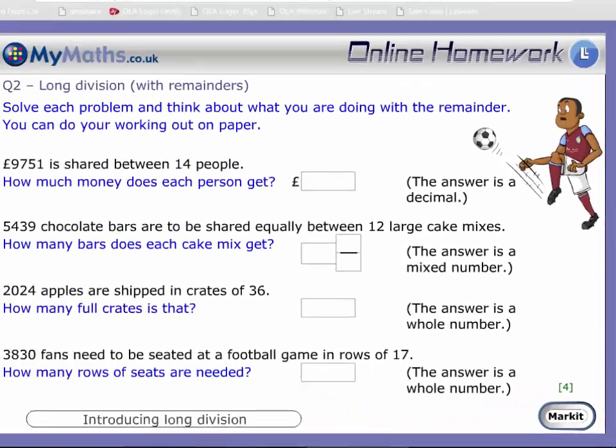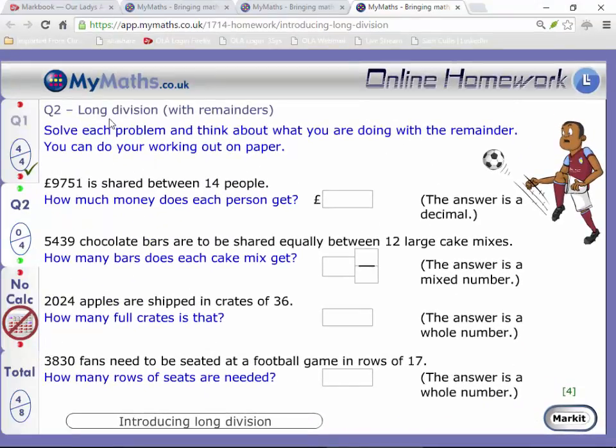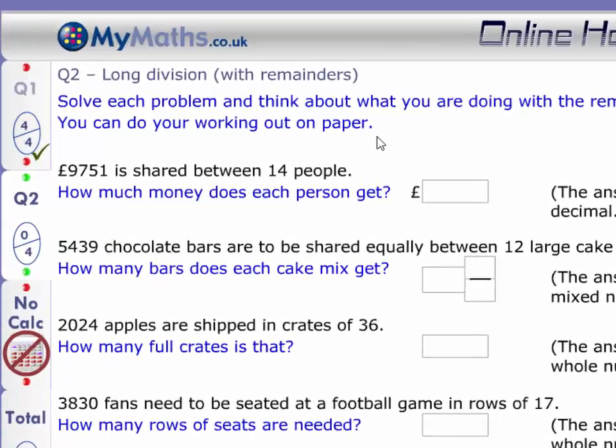Now for the second question, we're going to be doing long division, but this time there will be remainders. And you should really do this on a separate piece of paper with a pen or pencil, without using a calculator, obviously. Use the calculator when you're finished, maybe, to check your answer to see if you've got it right, but initially try and do it without, otherwise you're not learning very much.